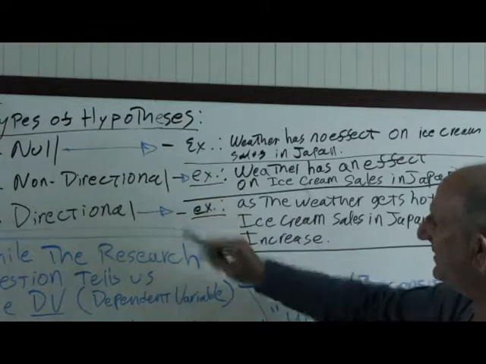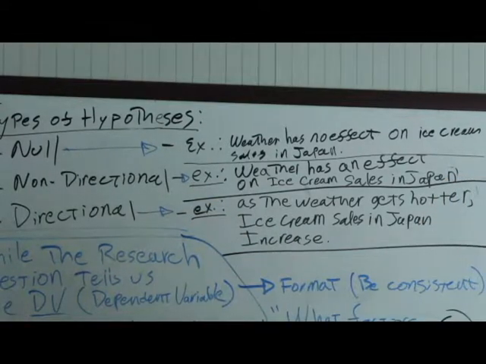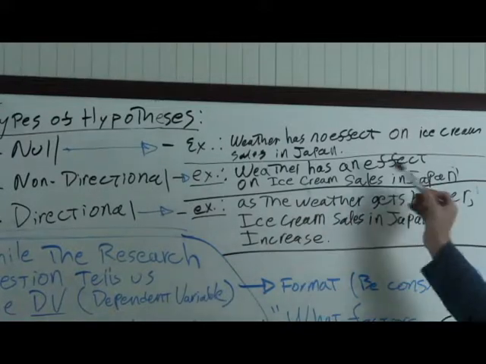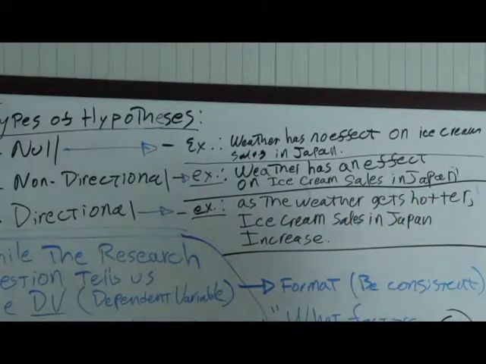A non-directional hypothesis is quite simply the idea that there is an effect, but we don't know how it works. We say that an effect exists: weather has an effect on ice cream sales in Japan. That's a good example of a non-directional hypothesis. We don't know what kind of effect weather is having on ice cream sales in Japan.